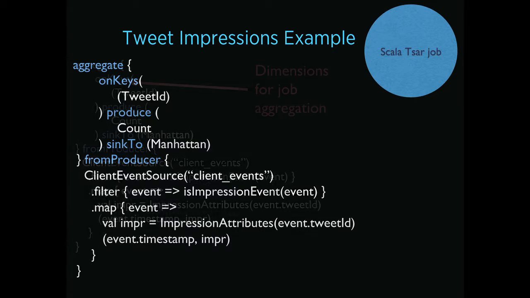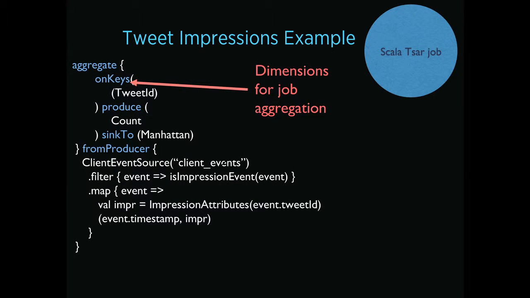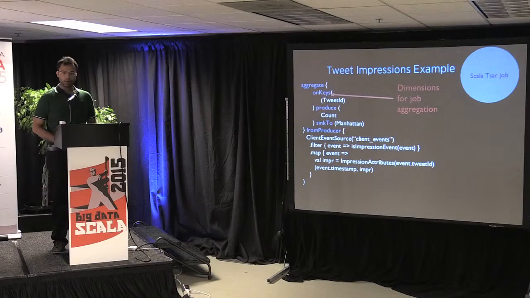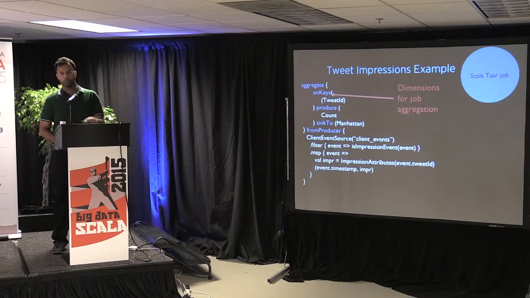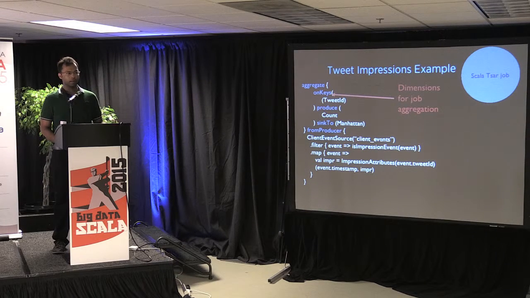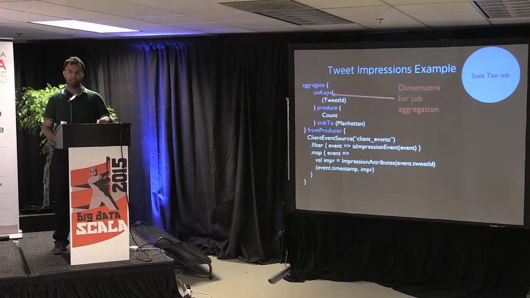The parts that are in blue are the custom Tsar DSL that we built out, which we believe makes it easy to specify what you want to aggregate on. The onKeys block is where you specify the dimensions that you wish to group on. In this case, I want to group on the tweet ID, so you would write tweet ID over here. Because tweet ID was part of your Thrift struct, we pick it up using Scrooge reflection over here inside the onKeys block.